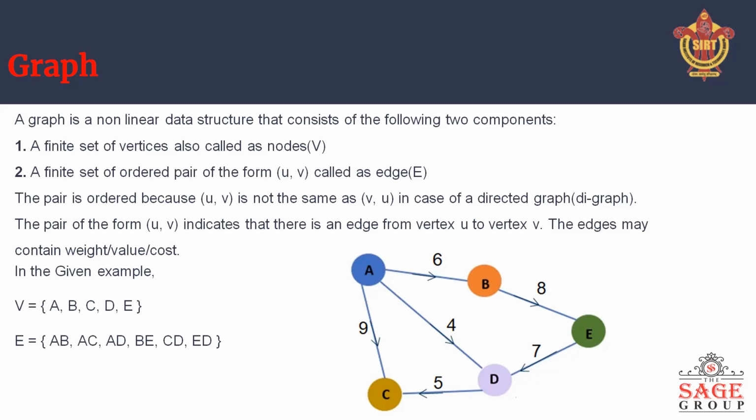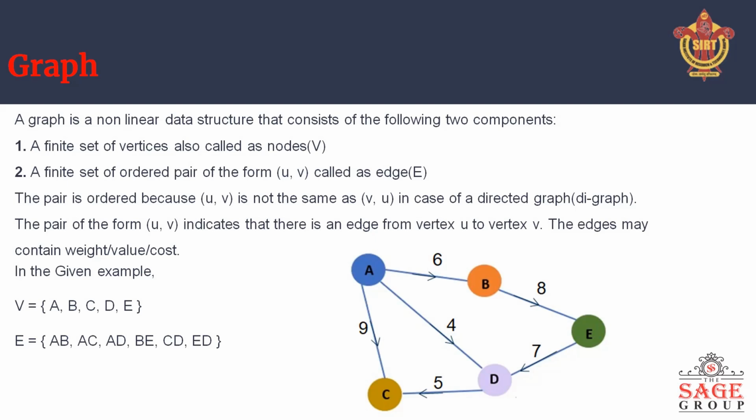A graph can be directed or undirected. In a directed graph, the direction is compulsory. This means if we have an edge UV, then it is not compulsory that the edge VU exists. The pair of the form UV indicates there is an edge from vertex U to vertex V. The edge may contain a weight, value, or cost.